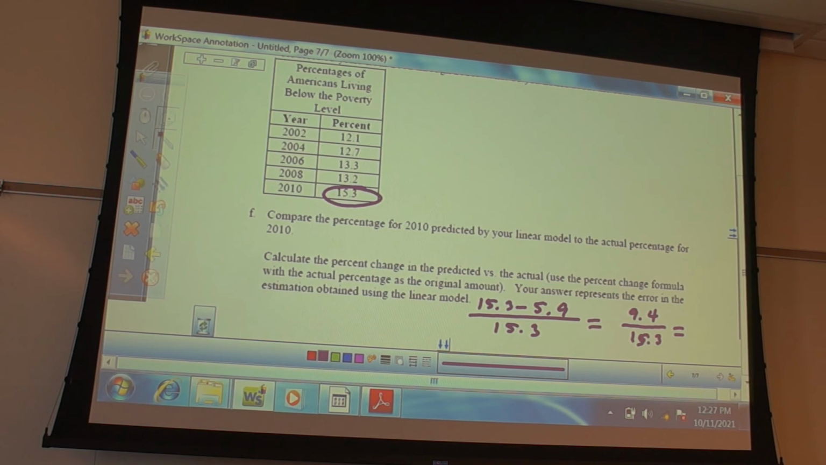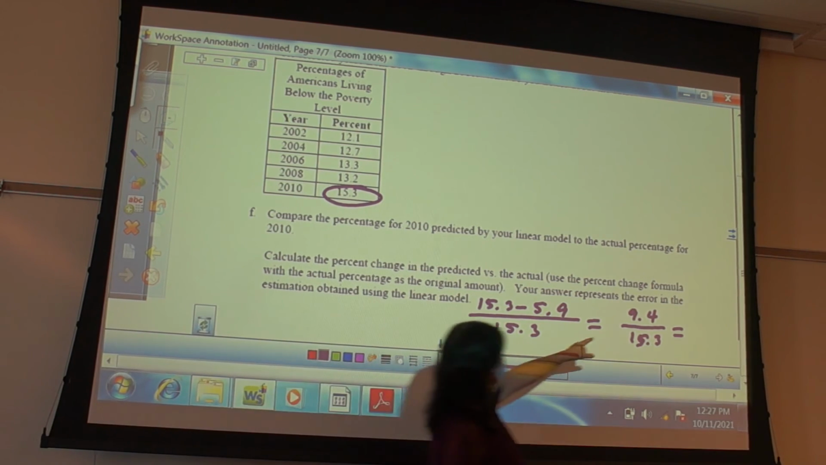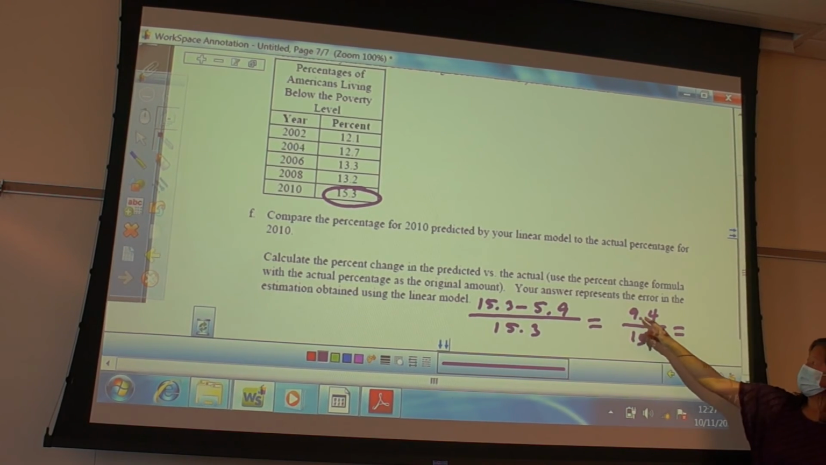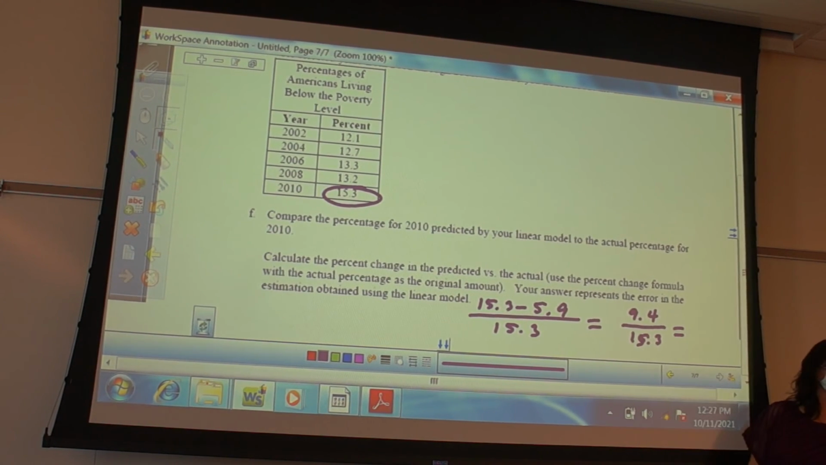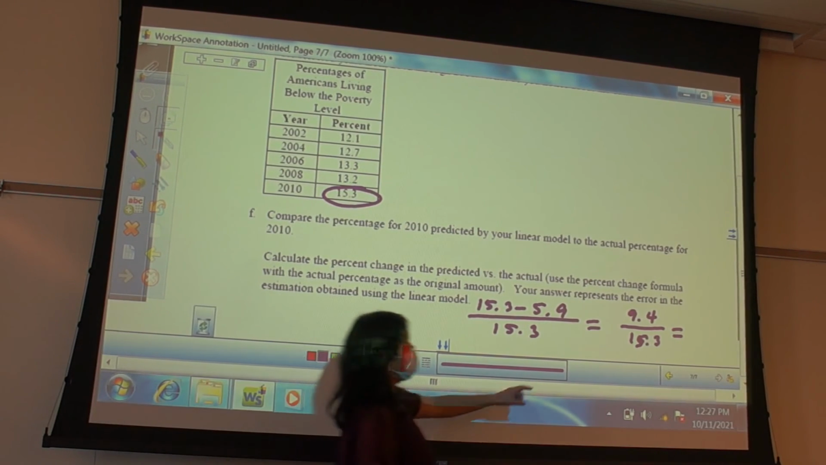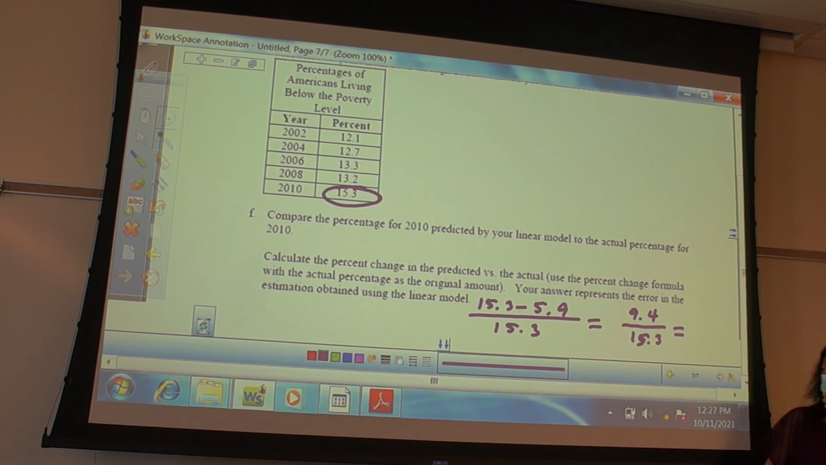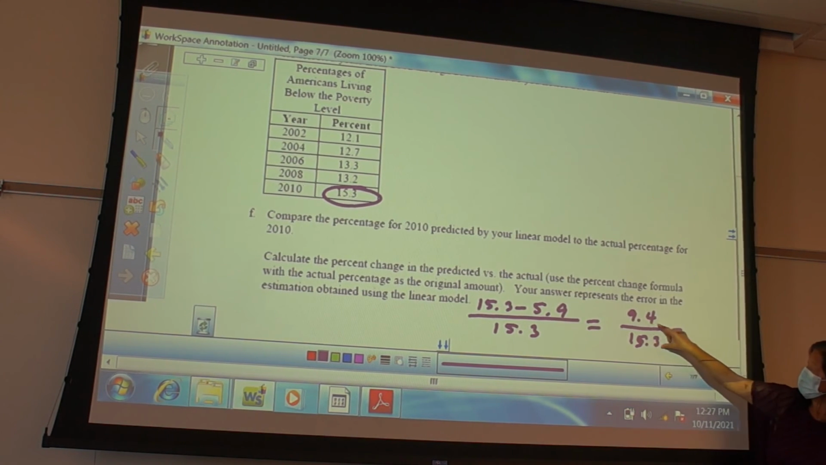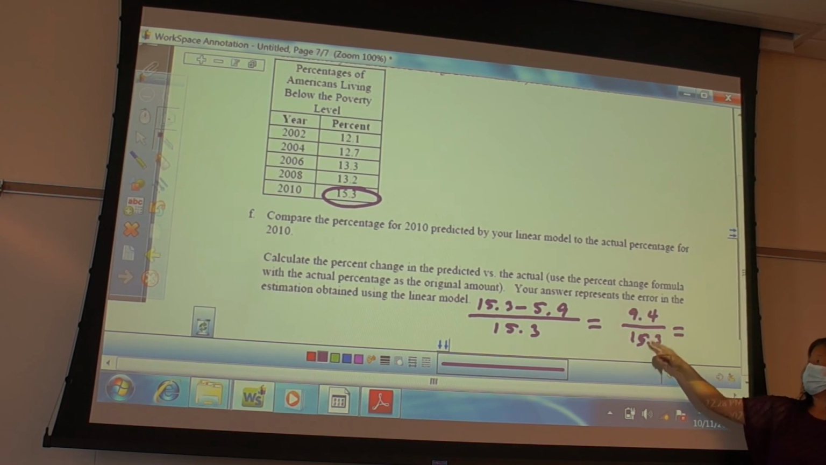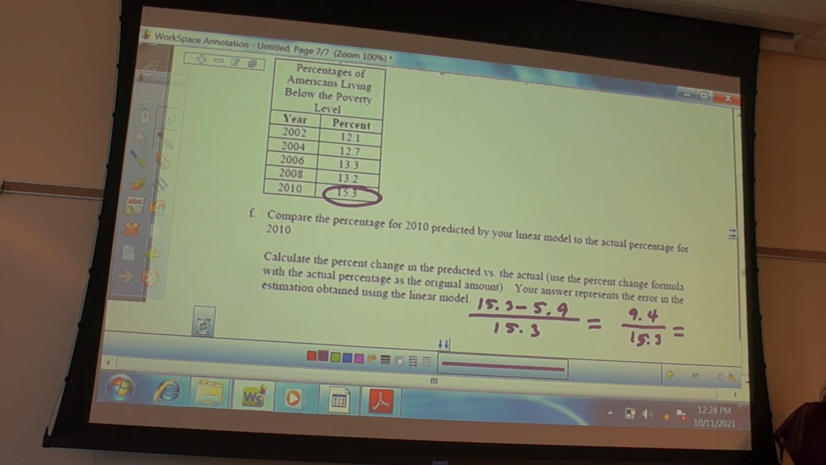Do you see what they did? They both have one decimal place, so they just moved them over and then did 94 divided by 153, instead of doing that divided by that times 100. With decimal places, if you move both of them over, it's the same thing, because I'm multiplying by 10 over 10. If I multiply by 10 over 10, this becomes 94, this becomes 153. So it's kind of a nice trick.